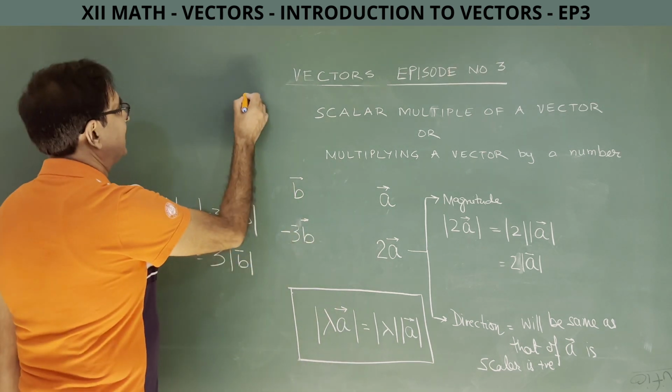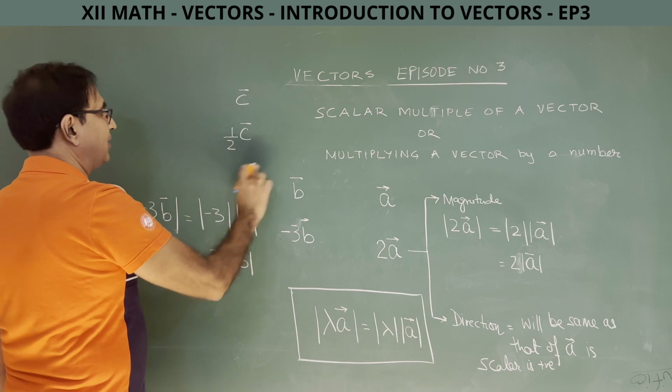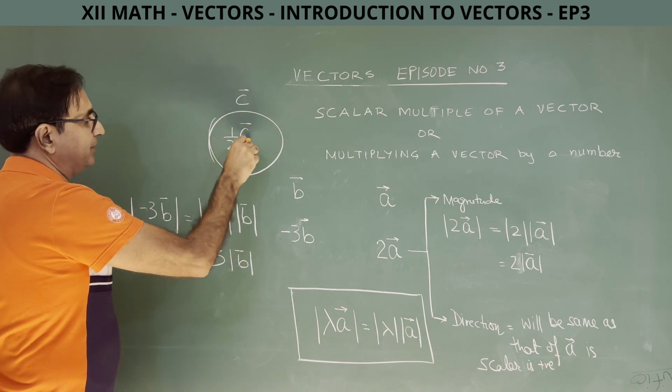So I wrote one more example. This is vector c. I multiplied it by 1 by 2. Now this is also a vector. What will be the magnitude of this vector? Half times the magnitude of vector c.